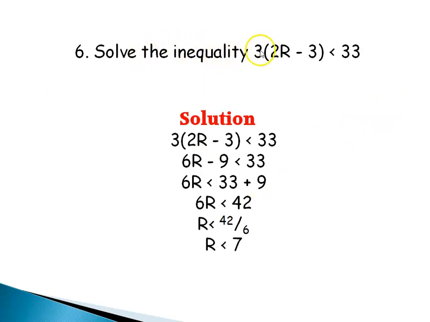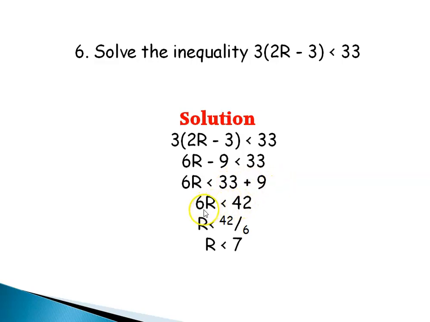Question 6. Solve the inequality 3 into bracket 2r minus 3 less than 33. Okay, so to do this, we need to open this bracket. 3 times 2r is 6r, minus 3 times 3 is 9, less than 33. Let's move this 9 to this side. Remember, when you cross either the inequality sign or the equality sign, your sign will change. So minus 9, when it comes here, becomes plus 9. 6r less than 33 plus 9.